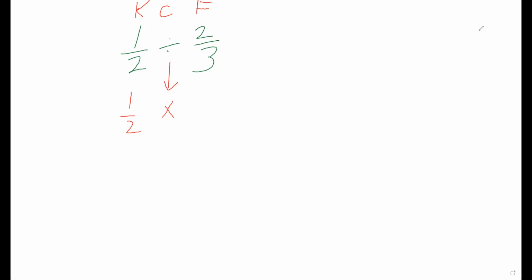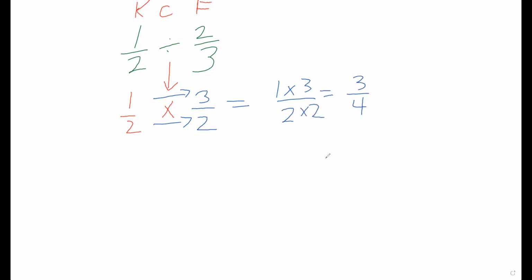That's not going to change. Now we're back in the same boat that we were with multiplication. You multiply straight across the top and straight across the bottom. So 1 times 3 up top and 2 times 2 on the bottom. 1 times 3 gives me 3, and 2 times 2 gives me 4. And 3/4, that's it.